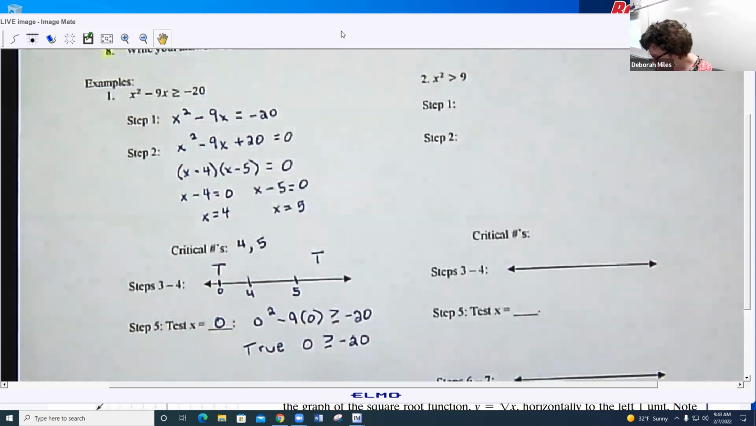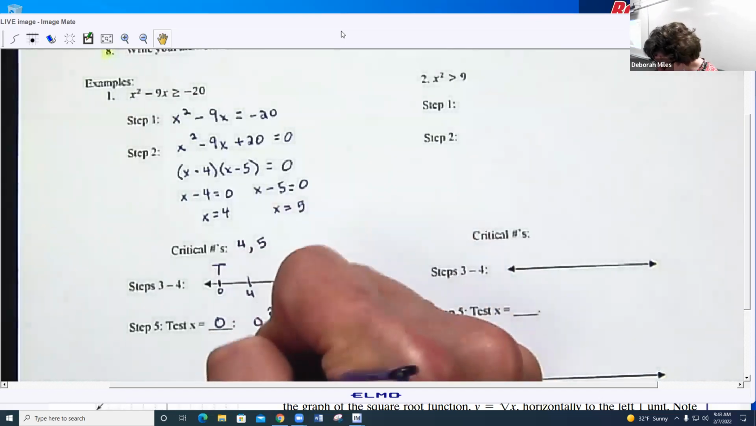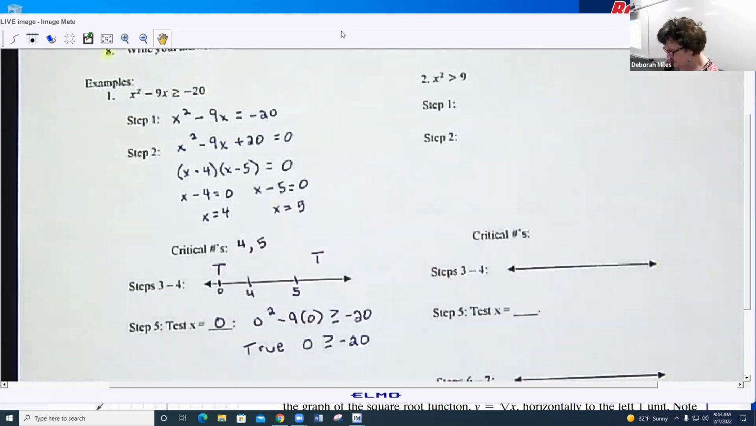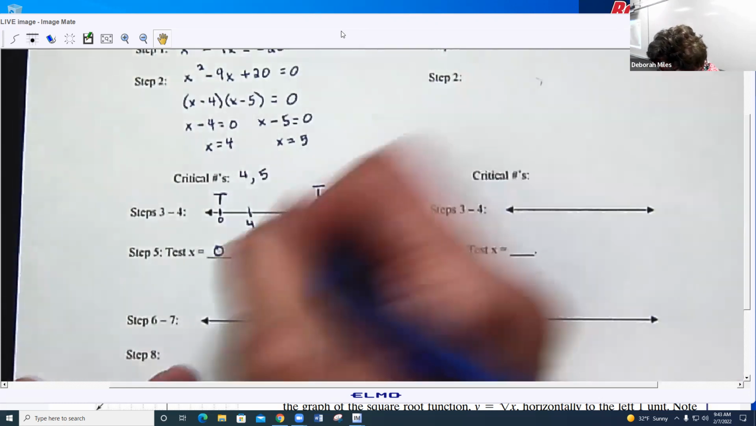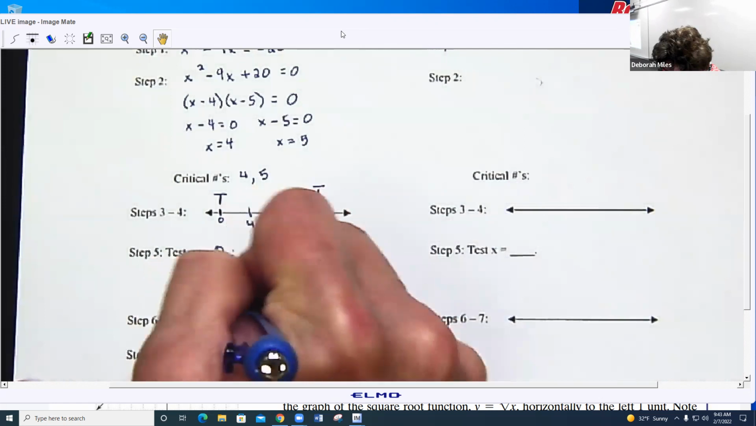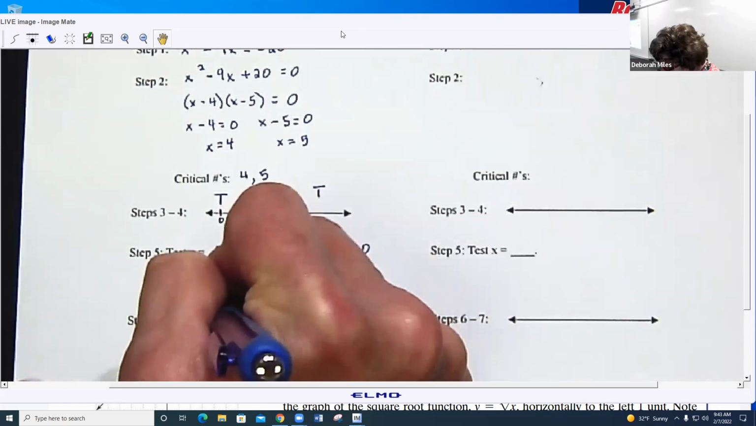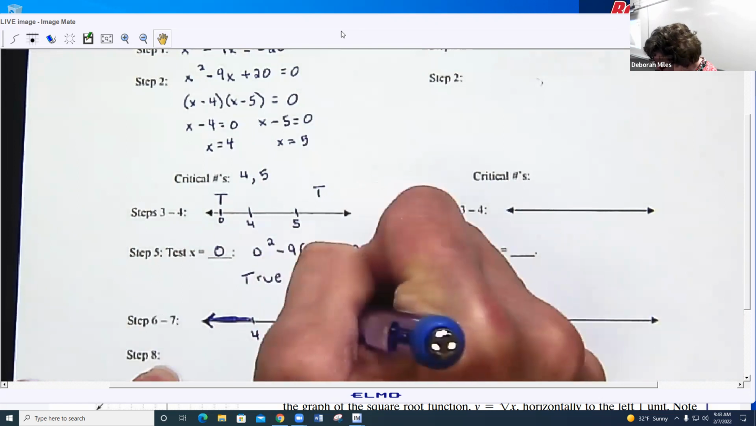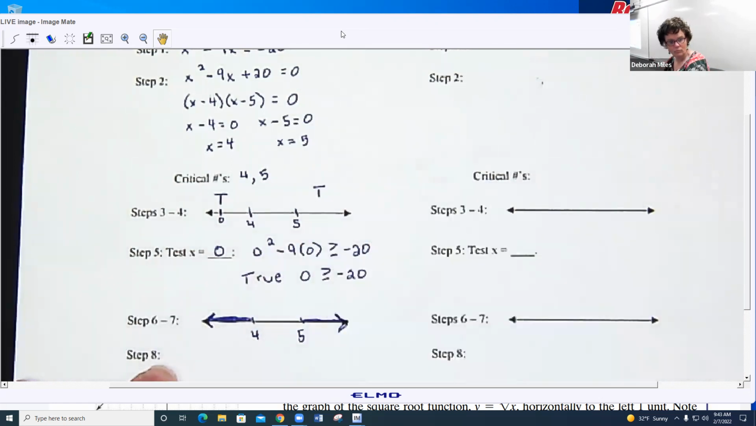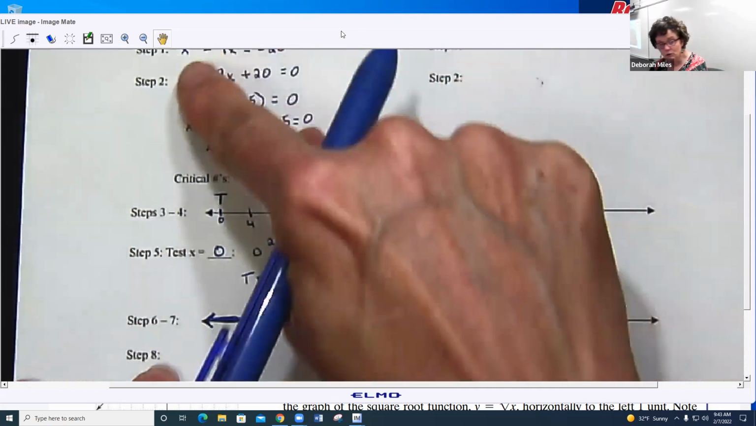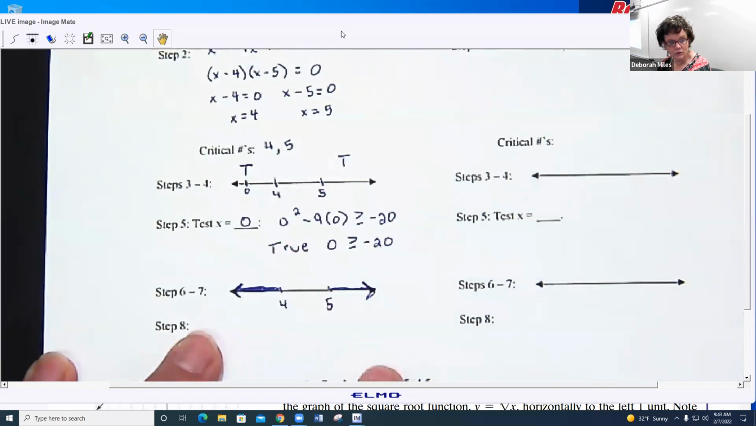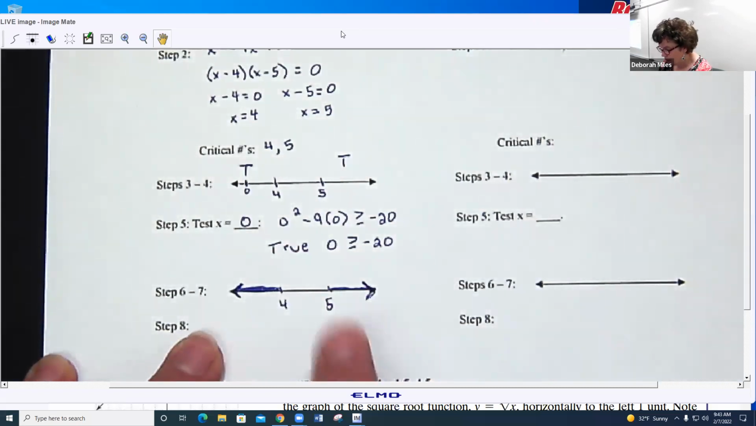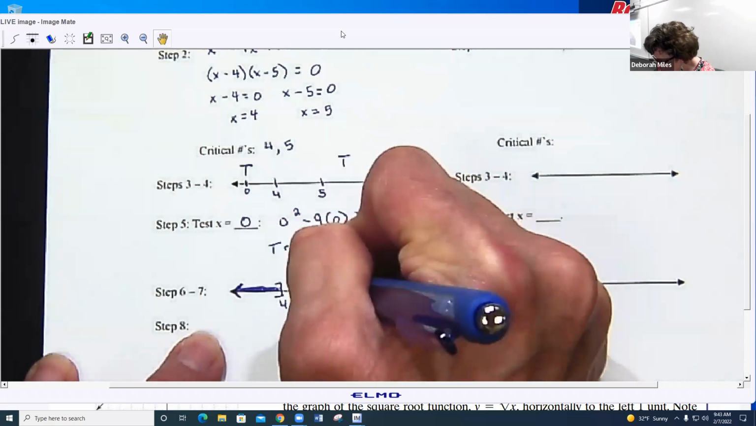Now, I'm not really sure why I made a new number line. Normally when I'm doing these problems, I don't make a number line here and a number line here. For some reason I put that in the notes. So I'm just going to transfer my shading down here. Shading represents all the values that make the inequality true. And because this original inequality had greater than or equal to, that includes the critical numbers. And brackets show that the critical numbers are included.